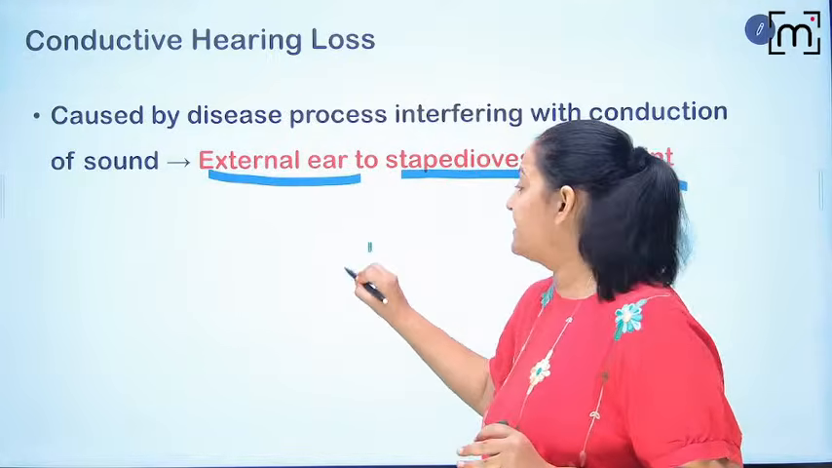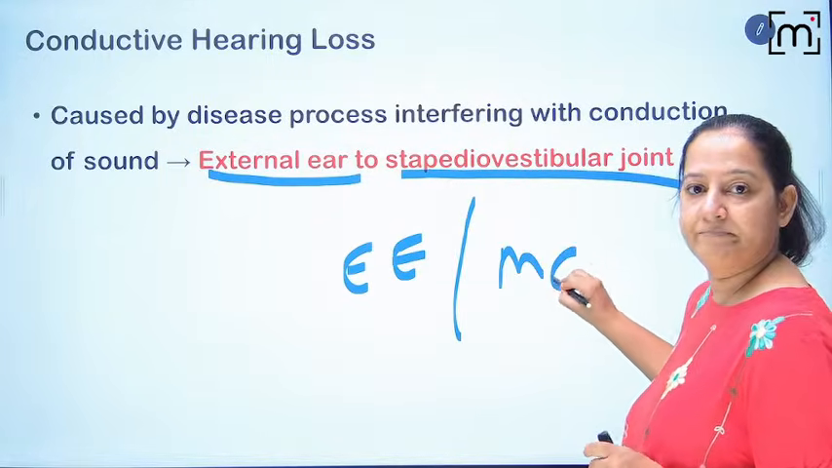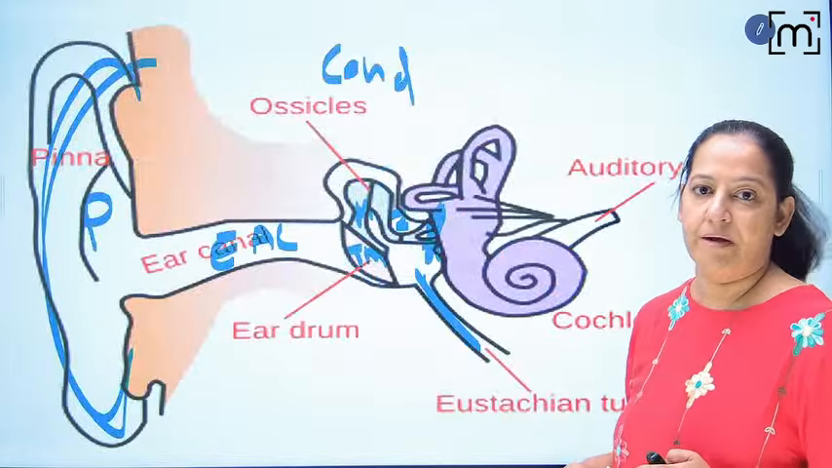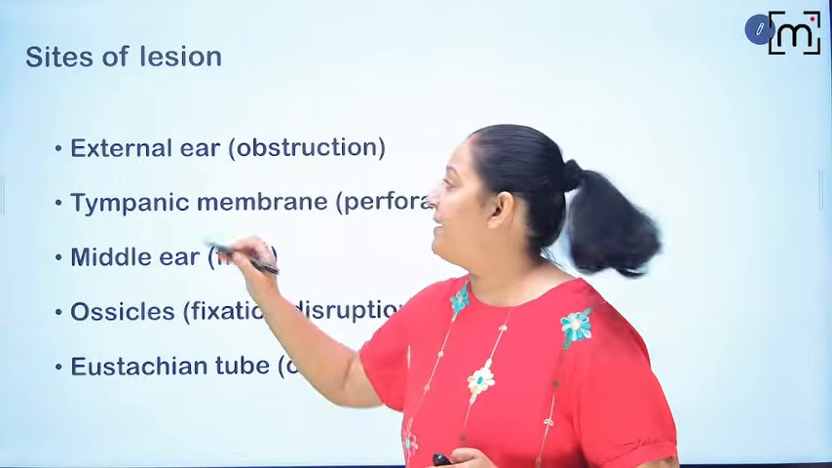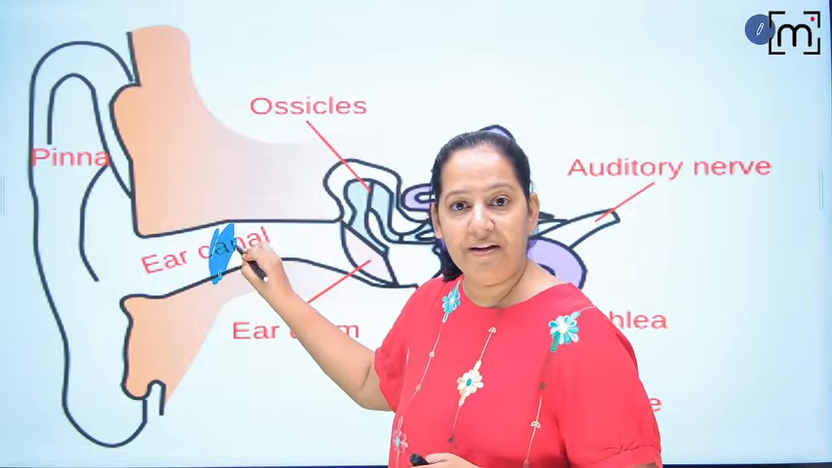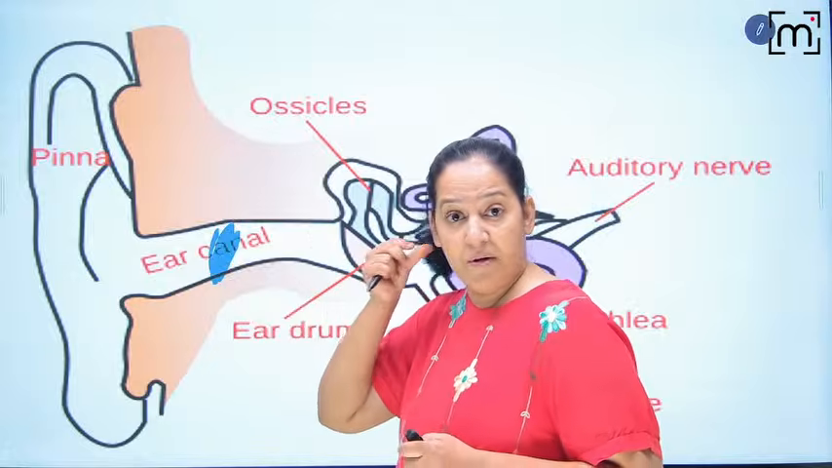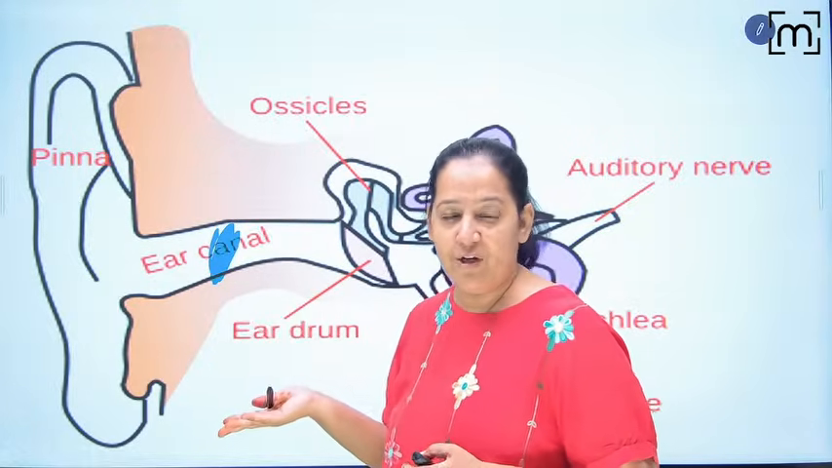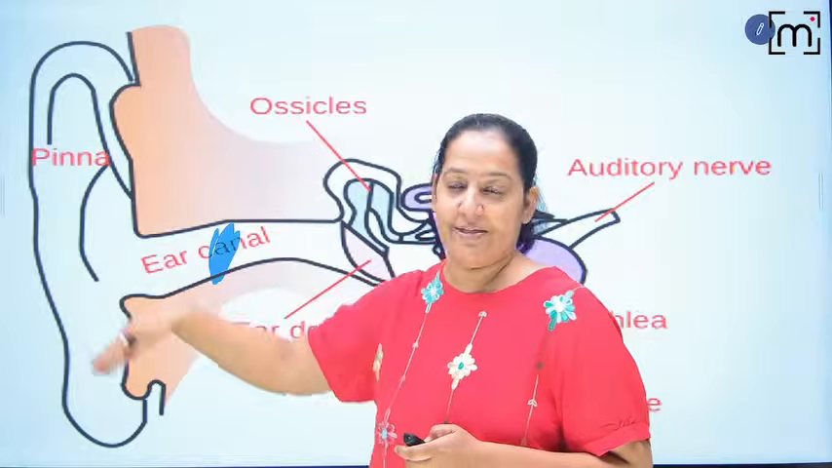So conductive deafness is any problem in the external ear or middle ear, not the inner ear. So what is the site of the lesion? It can be in the external ear, an obstruction, maybe wax, maybe a foreign particle. Wax is very common in the external auditory canal, and sometimes it can lead to partial deafness. So it can be any obstruction in the external ear.